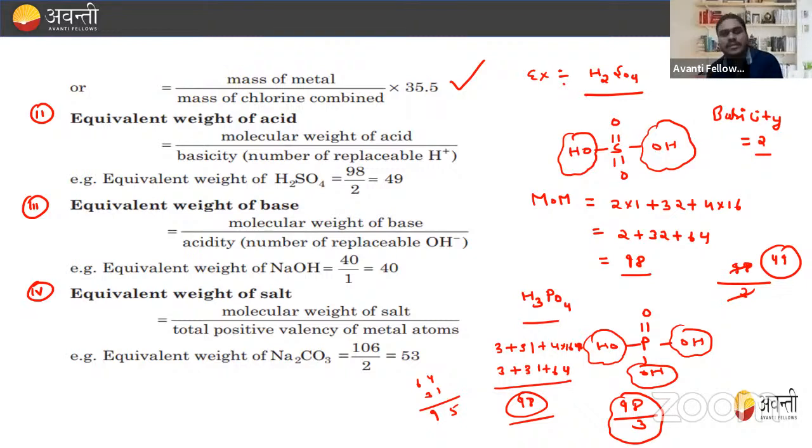So we can calculate the equivalent weight of an acid like this. I hope this is clear to you. Is it clear to you, everyone? How will you calculate the equivalent weight of an acid? Anyone having any problem, please ask me.